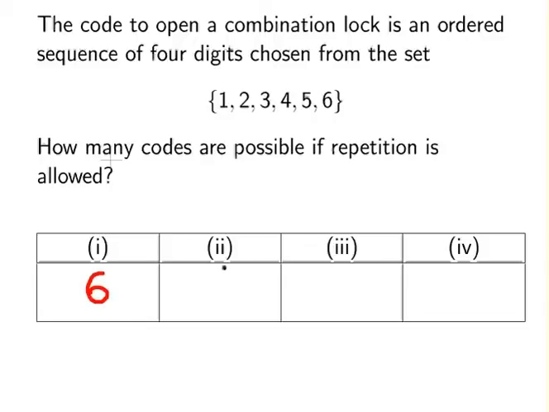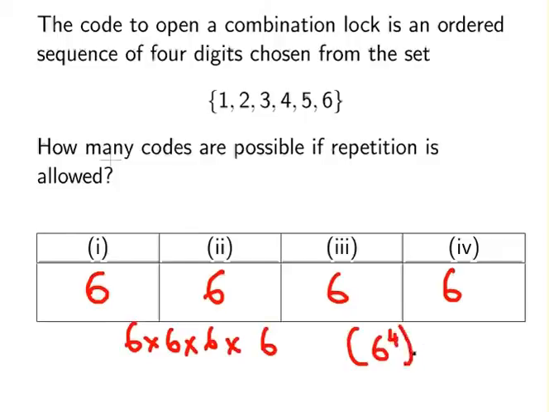In the second case, we have also six options to choose from. We're allowed to repeat, so we're allowed to use a digit again, even though it was used for the first column. So we have six again, and six again. So the total number of codes that are possible is 6 to the power of 4, or otherwise 6 times 6 times 6 times 6, and that is equal to 1,296.